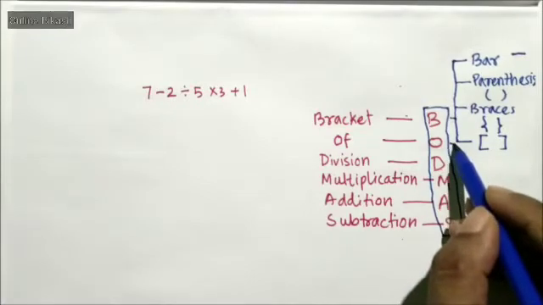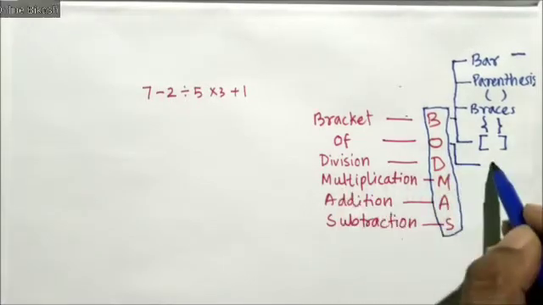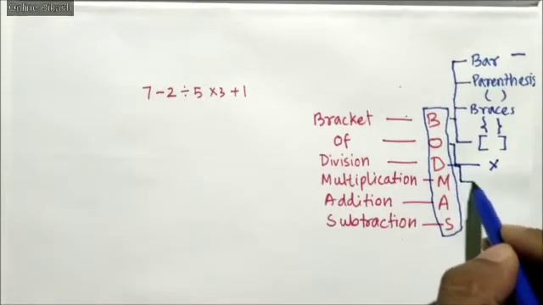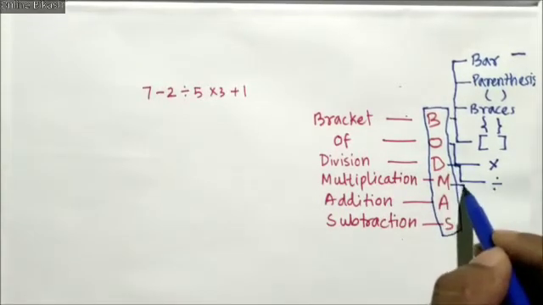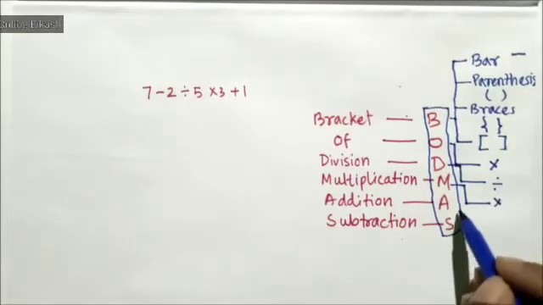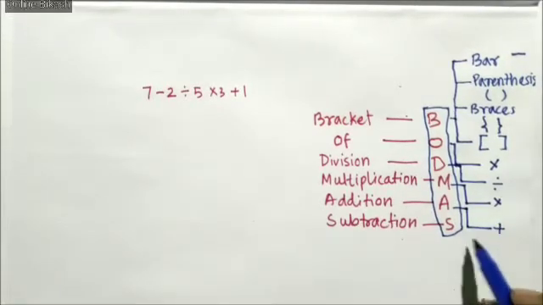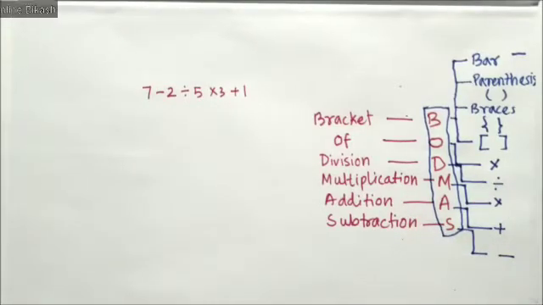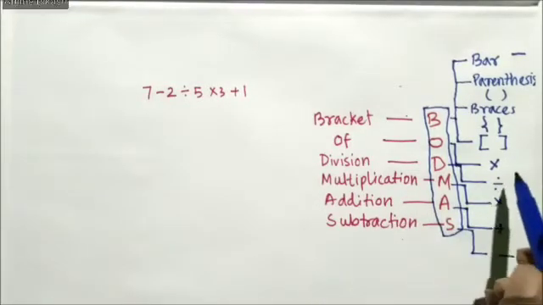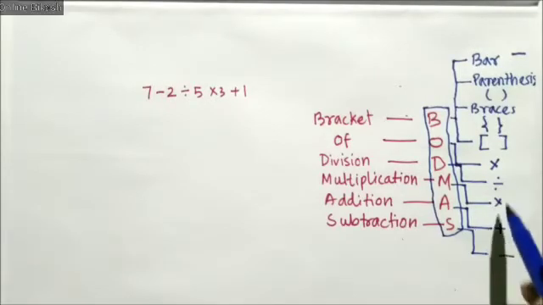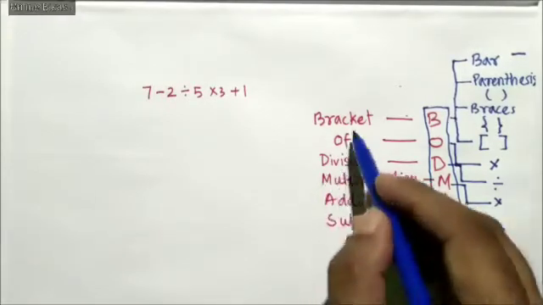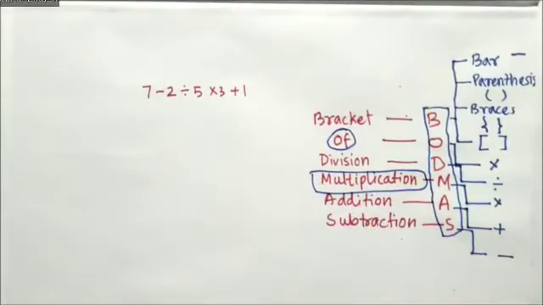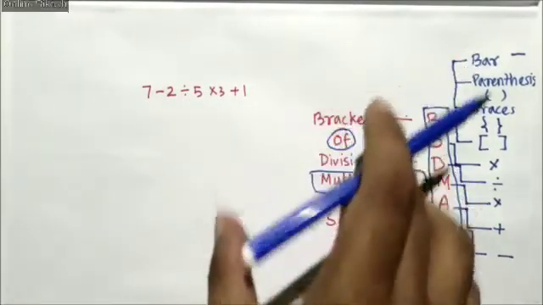And what is off? Off is nothing but multiplication. And what is D? It is the division. And what is M? Multiplication. A is addition, and S is subtraction. Now you may be thinking that there are two multiplications, the same thing, but wait, this off and this multiplication are different. So you just remember this order.